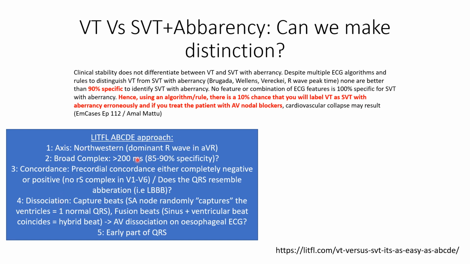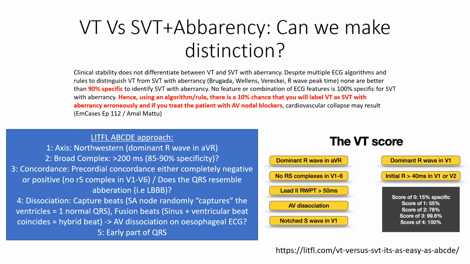If the axis is northwestern, if there's a very broad complex, if it's concordant, meaning it's going the same way, if there is AV dissociation, you may only see this in esophageal ECG, and there's something on the early parts of the ECG I can't remember. Look at the link. Then this would very likely be a VT instead of an SVT.